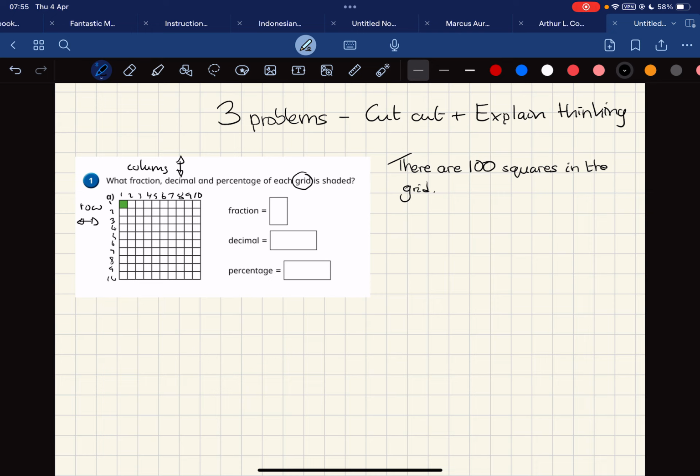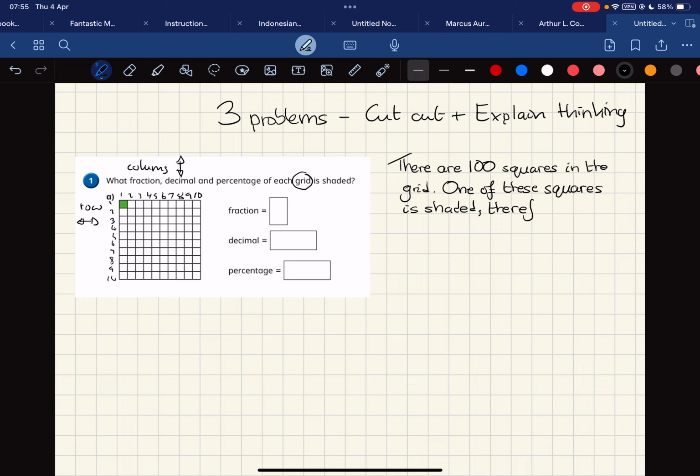Okay. Now, you can choose how you present it, but you do need to use the English language, not just working out. So I literally want you to write it out. Okay, that's our visible thinking. So there are 100 squares in the grid. One of these squares is shaded. Okay, one of the squares is shaded.